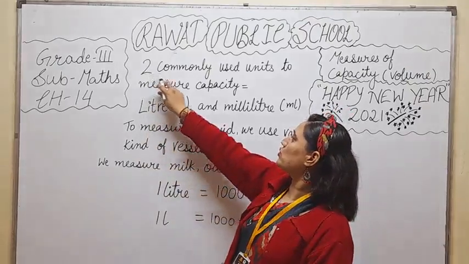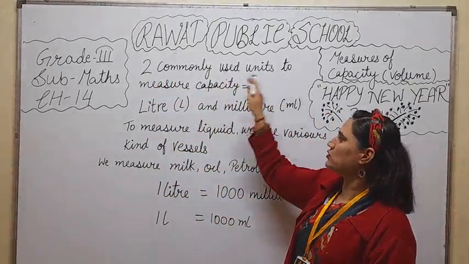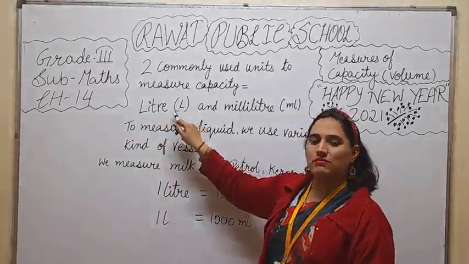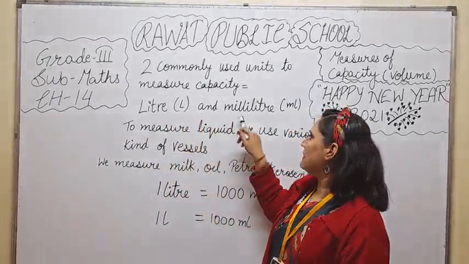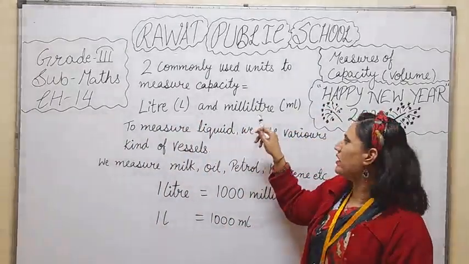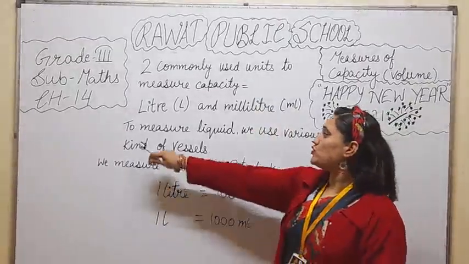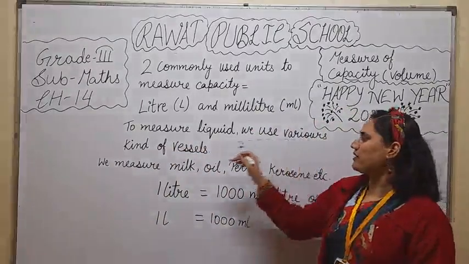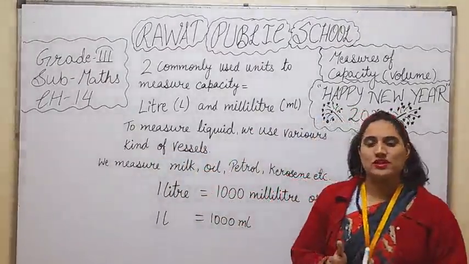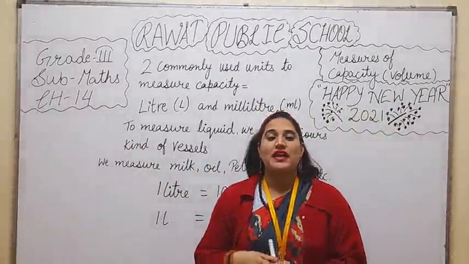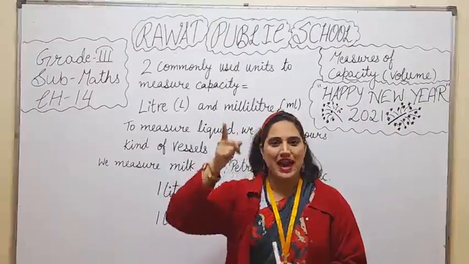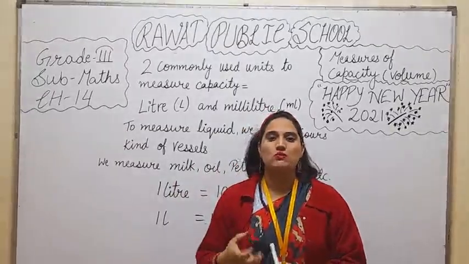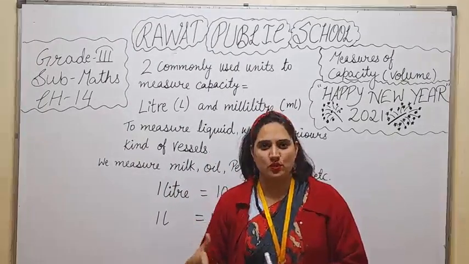Two commonly used units to measure capacity or volume are the liter, which we represent with the letter L, and the milliliter, which we represent with ml. To measure liquids, we use various kinds of vessels. As you can see, when a milkman comes to your house, he brings a glass with a handle, a vessel which he uses to measure the milk, and he gives you that milk.